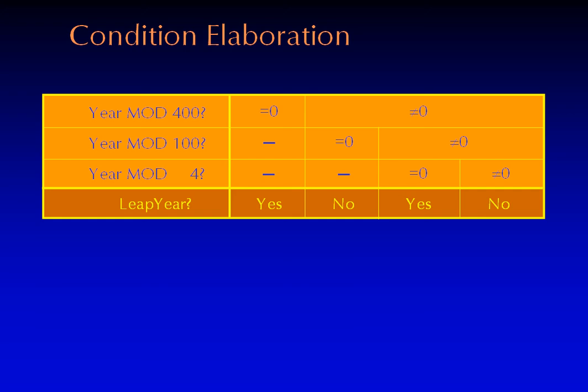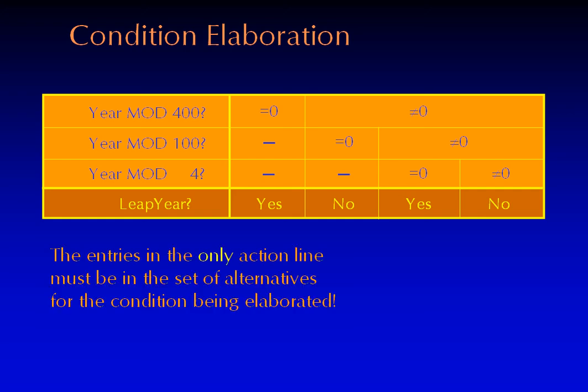Action elaborations may have many actions, but condition elaborations may only have one. In every rule in a condition elaboration, there must be a member of the set of alternatives for that condition, and there must be at least one instance of every alternative. Well, here is the definition of when it is a leap year. Every rule in our elaboration has a yes or no in it, and both yes and no are present.